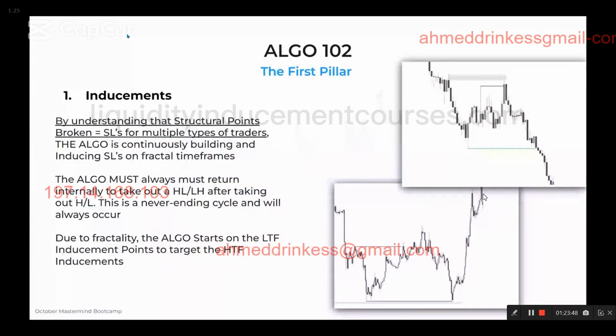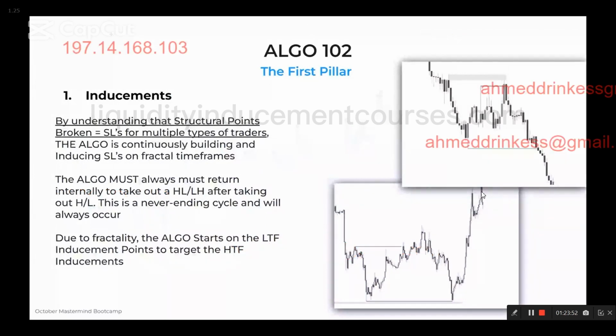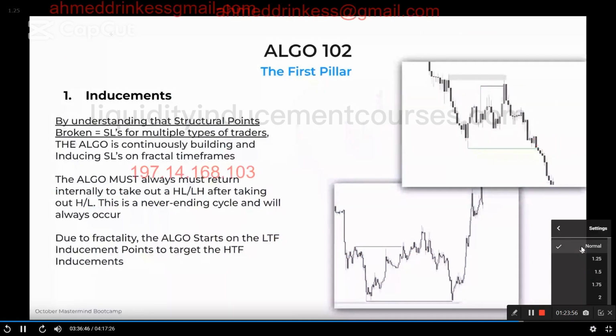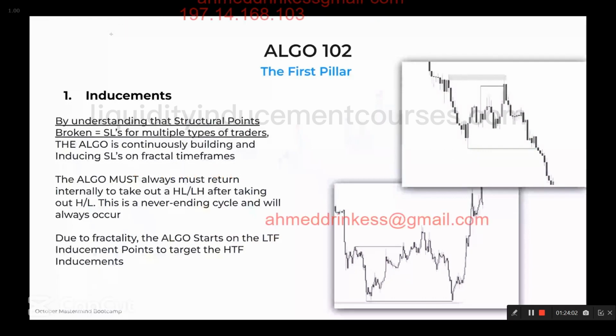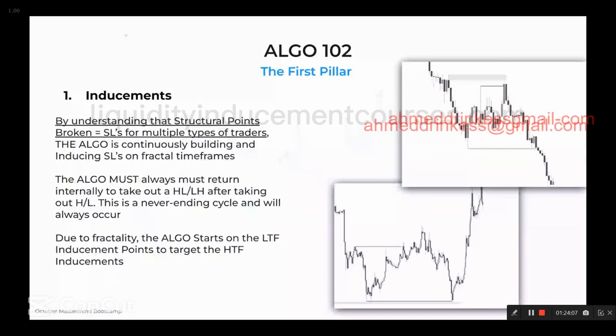The first one is inducement. We've conceptually talked about the algo and how it is regulated, but now it's time for you to see the different pillars and how it actually makes everything regulated. So inducement is the first pillar of the algo.